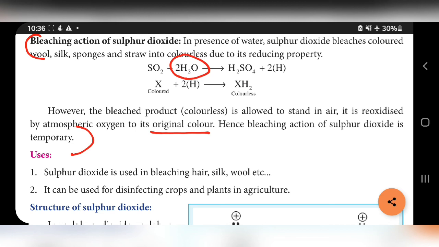Uses: sulfur dioxide is used as a bleaching agent. Now we have learned bleaching hair, silk, wool, etc. So bleaching is the first keyword. Second, it can be used for disinfecting crops and plants in agriculture. So it is also used for disinfection. If asked to mention the uses of sulfur dioxide, you have to write these 2 points.